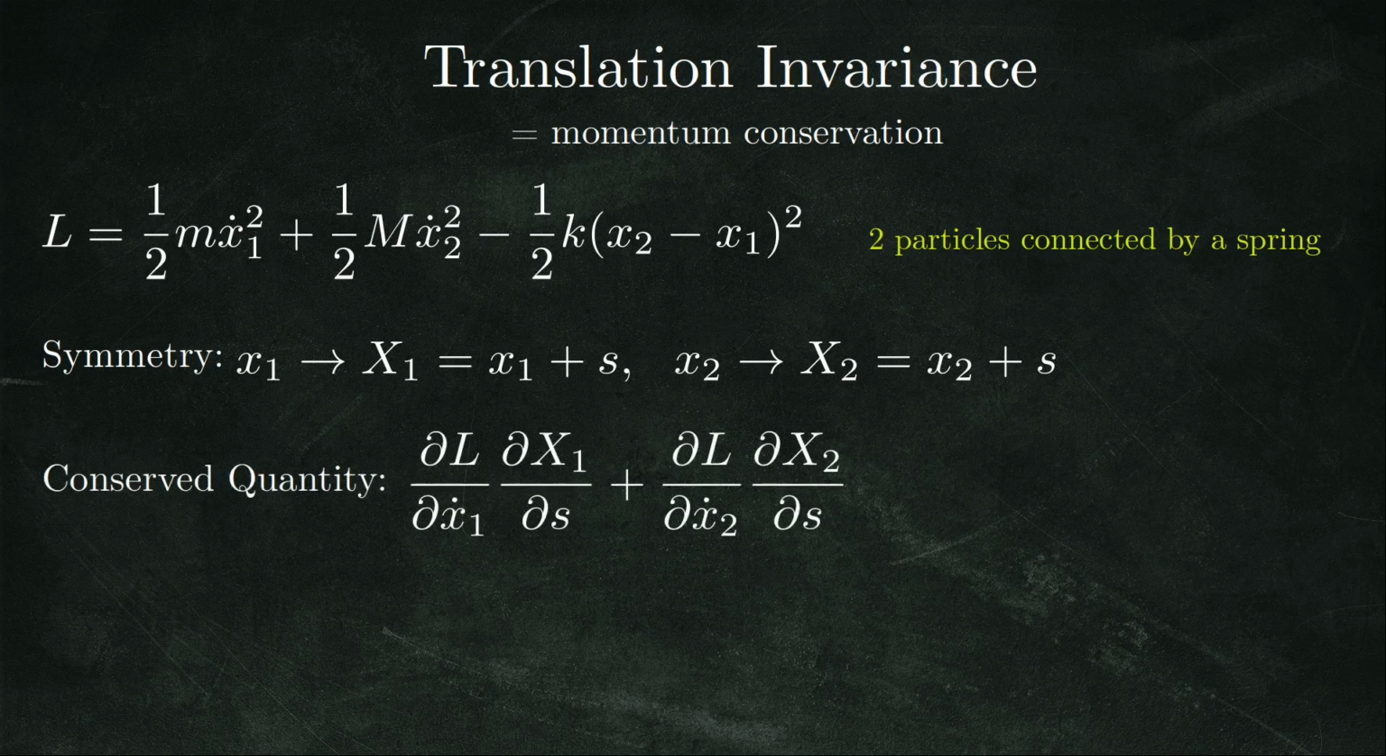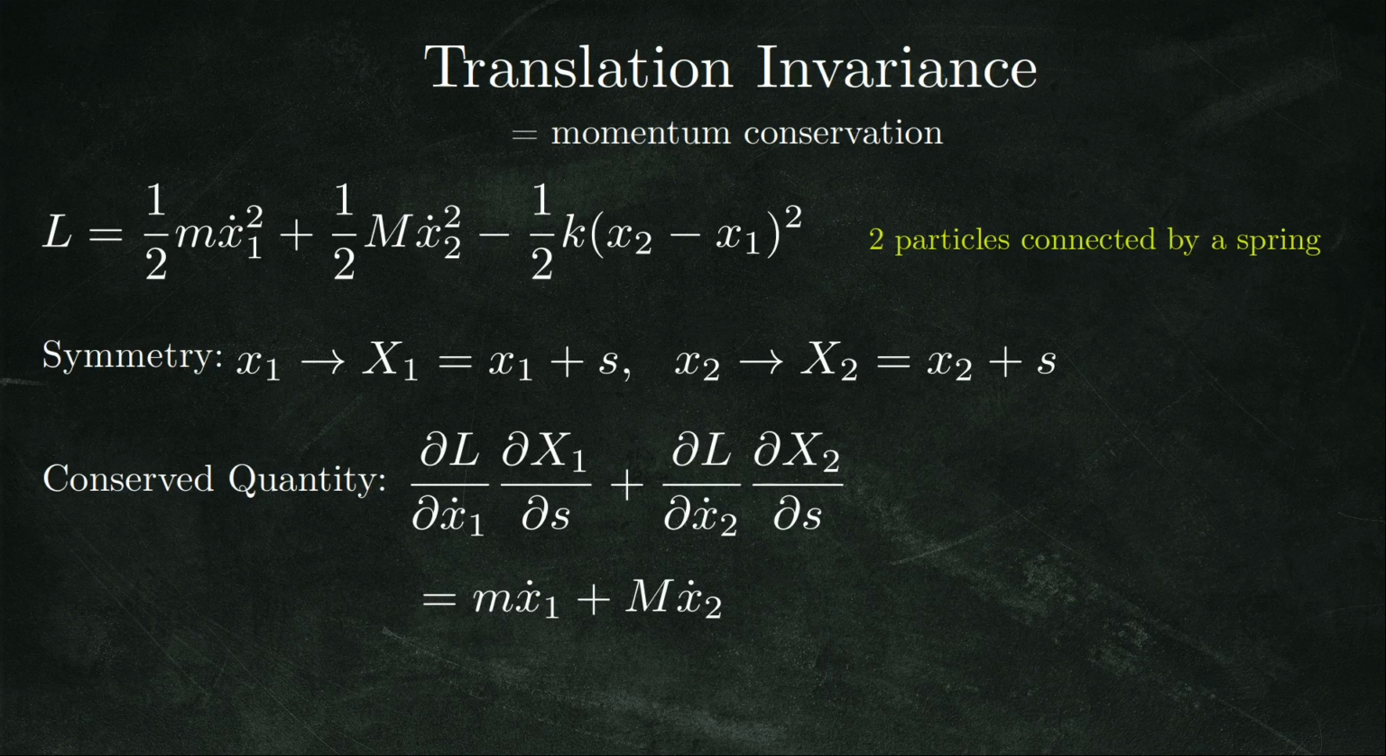In this case, we calculate our conserved quantity and we just get the total momentum. Note that each momentum individually wouldn't be conserved, but it's the total momentum that is. So we couldn't shift x1 by s and leave x2 alone. We couldn't do that. That wouldn't be a symmetry. We have to shift everything together. And then the conserved quantity is the total momentum.